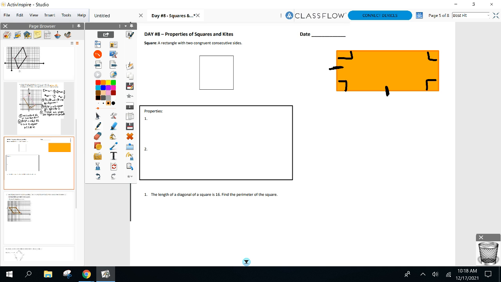That's it. 2 consecutive sides. Why don't I need the other 2? Opposite sides are congruent, so we assume that they're all congruent. Yep. So if you want to make a rectangle into a square, that's what I do.